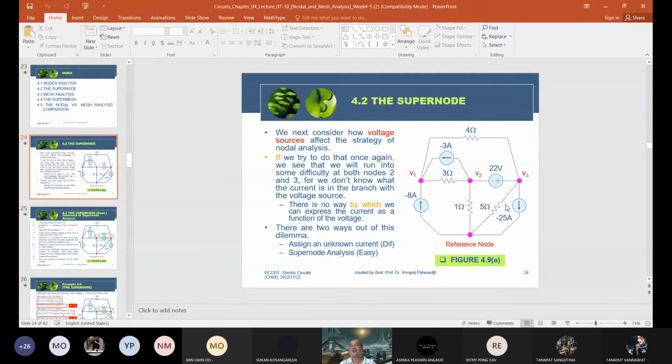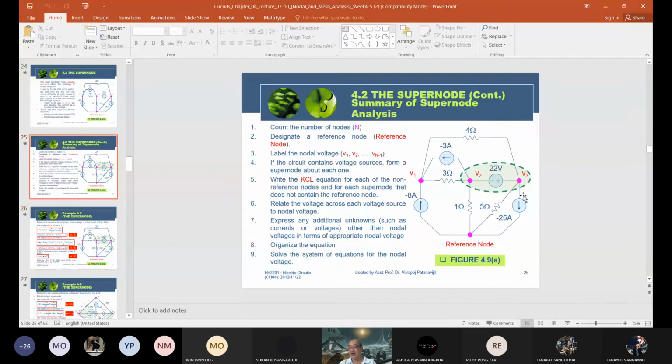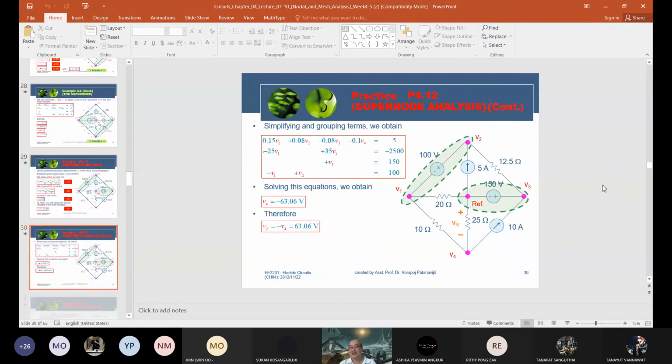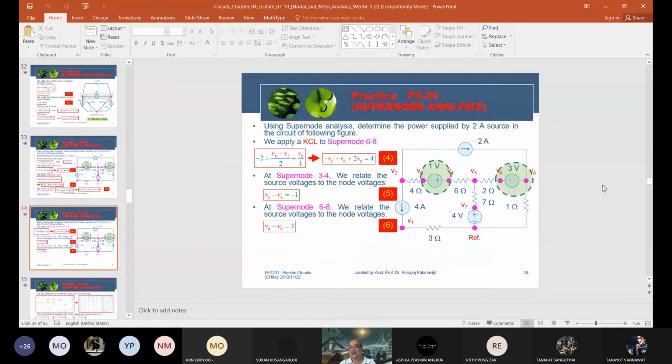In this case, you will modify it to be the supernode. The way to achieve the supernode is here. You create a bigger node across that, and you apply KCL to each non-reference node. When you implement one supernode, one KCL equation is gone, but you will get another auxiliary equation from the relationship between the voltage source and the nodal voltages inside that supernode. You know the systematic thinking here. I taught you a lot about the supernode analysis.